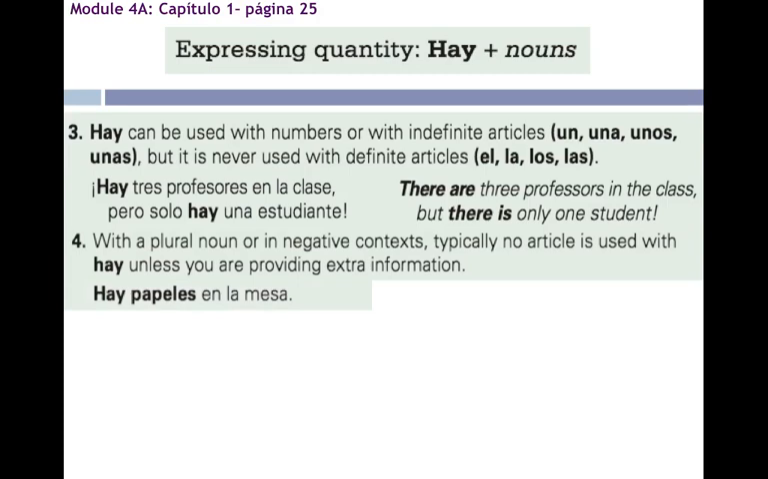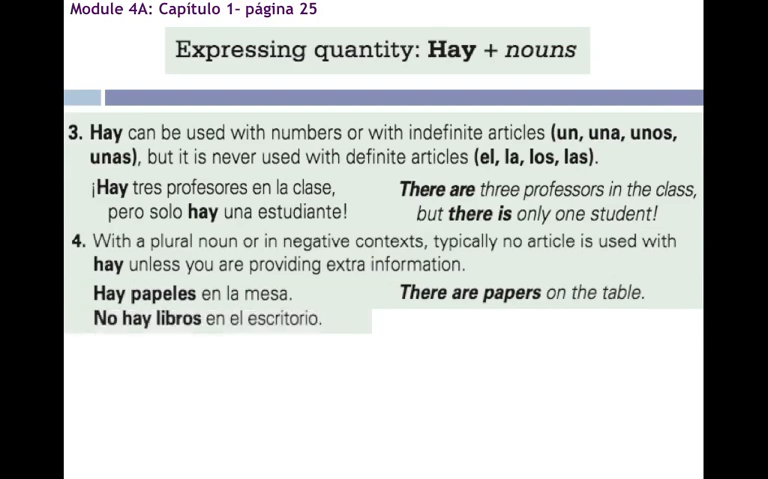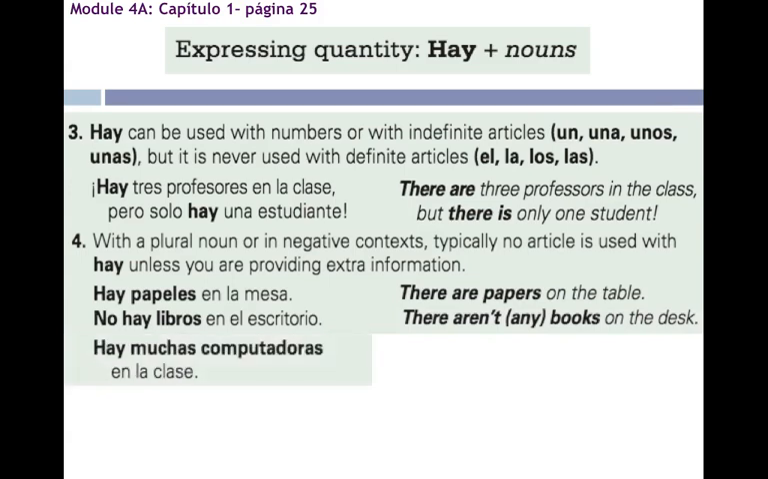Hay papeles en la mesa. ¿Qué significa en inglés? There are papers on the table, just general information. No hay libros en el escritorio. ¿Qué significa en inglés? There aren't any books on the table. Hay muchas computadoras en la clase. And we had muchas with muchas gracias, por ejemplo. ¿Qué significa en inglés? There are many computers in the class.